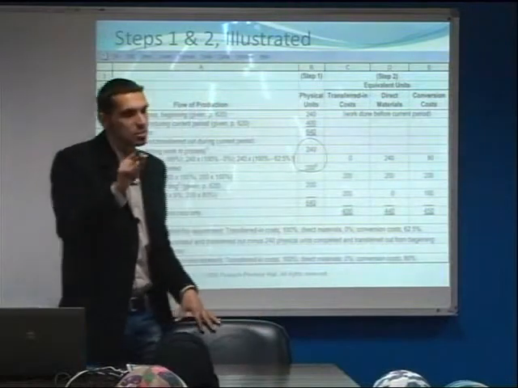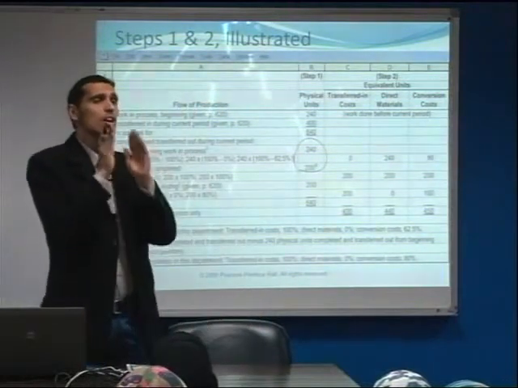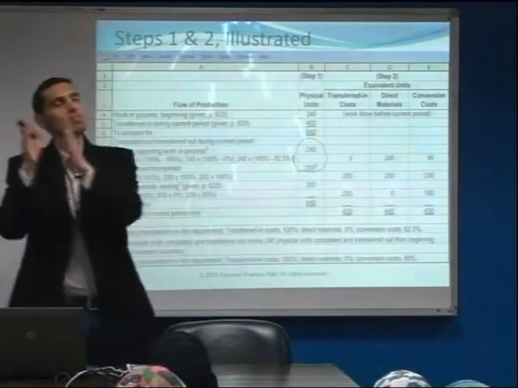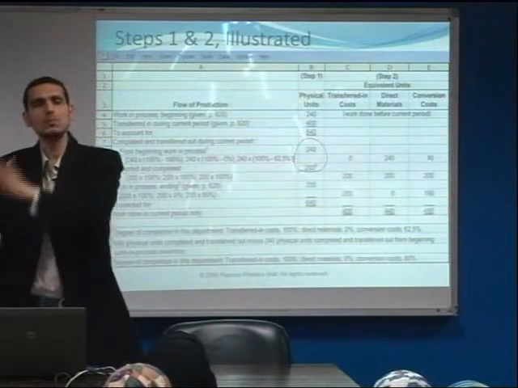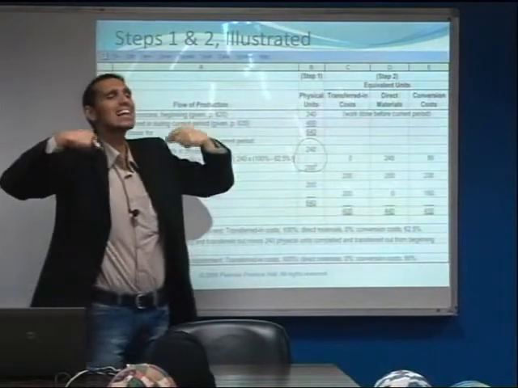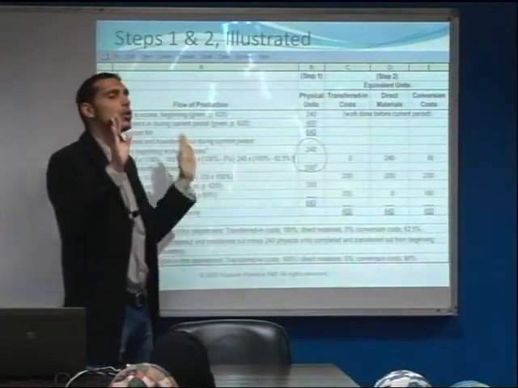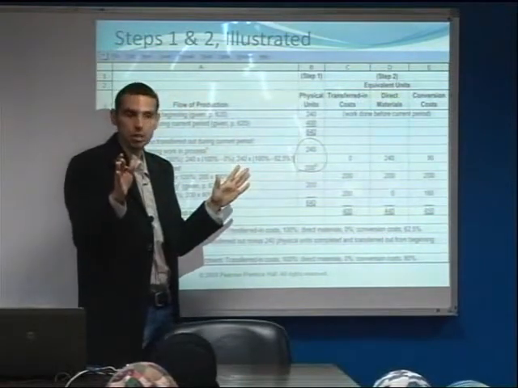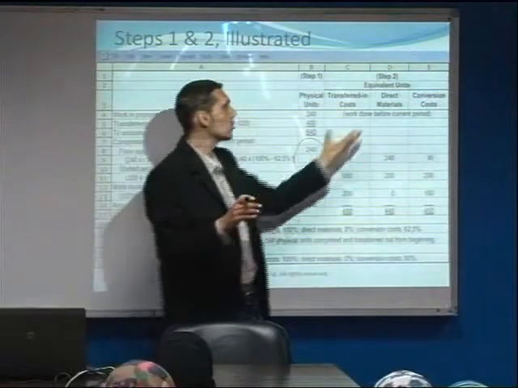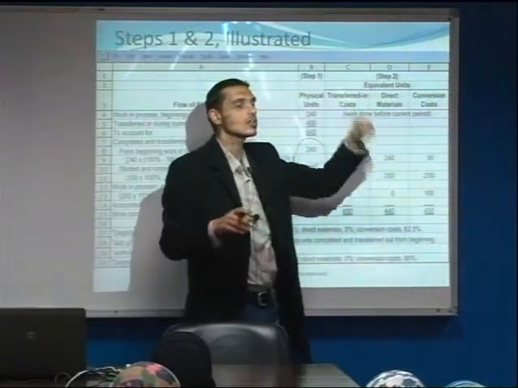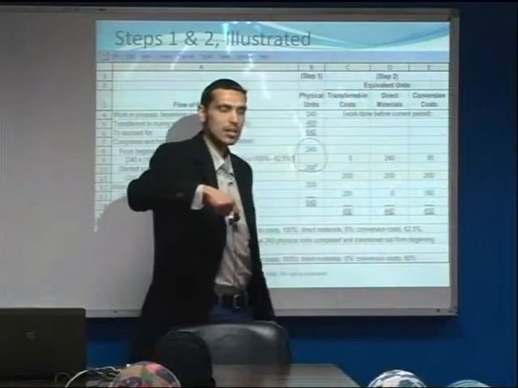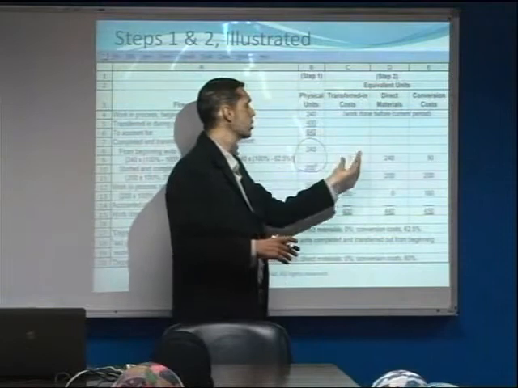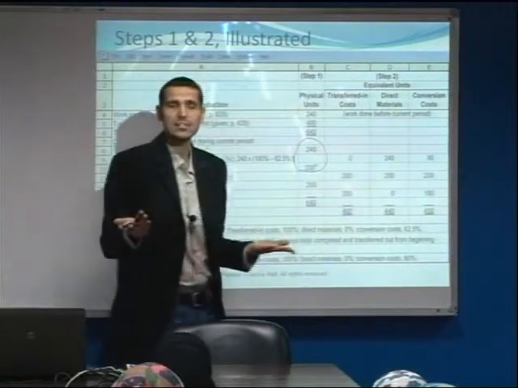Why? Because as we said last time, the cost of the beginning inventory, or the cost that has been incurred in previous months or previous periods, would be directly allocated onto the transferred out, or the completed and finished goods. Therefore, we are going to calculate the equivalent units according to the work done within this period. Of course, the transferred in cost according to the beginning inventory was 100%.